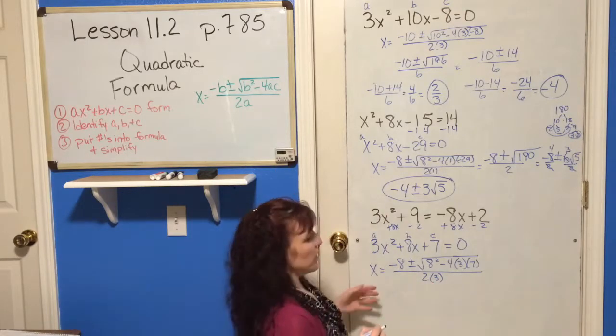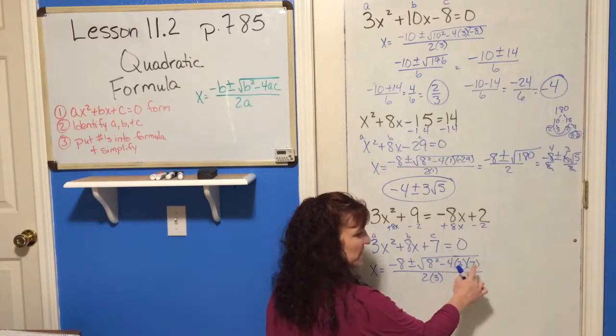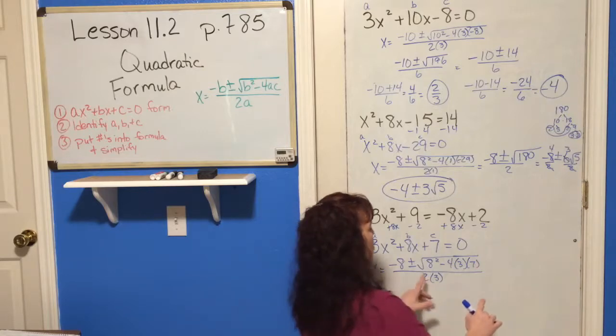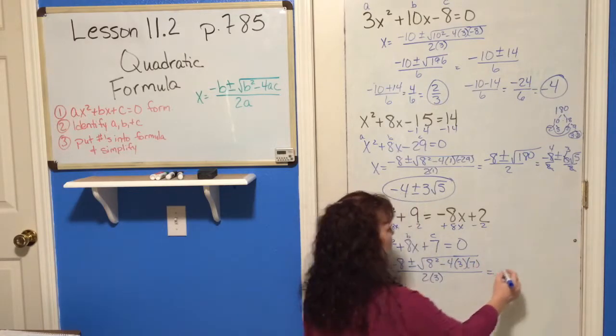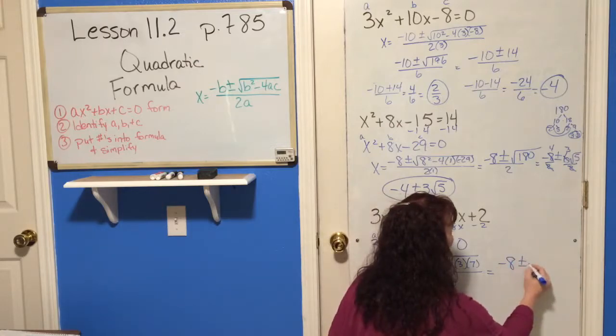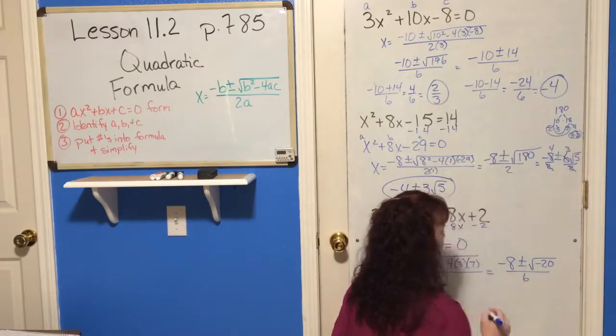All right. Whip out the calculator. 4 times 3 is 12, and 12 times 7, I think I worked that out, is 84. So 64 minus 84 is negative 20. So negative 8 plus or minus the square root of negative 20 all over 6.